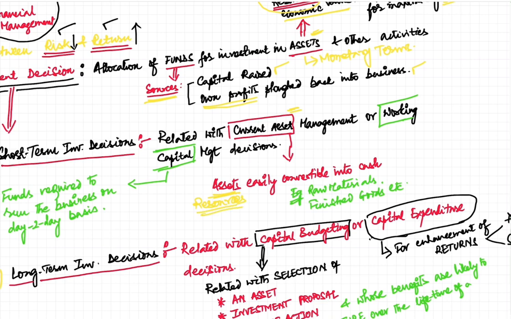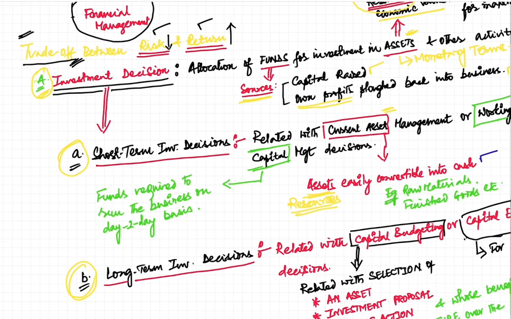Resources which are easily convertible into cash. Examples: raw materials or finished goods. Any decision that is related with current asset management means whether to convert that into cash, whether to convert raw materials into cash, or whether to convert finished goods into cash, or working capital management. Now, what is working capital management? Those funds which are required on a day-to-day basis is what we call working capital.